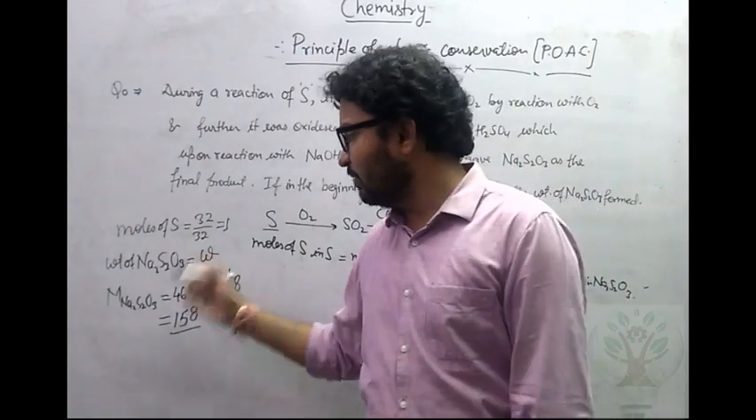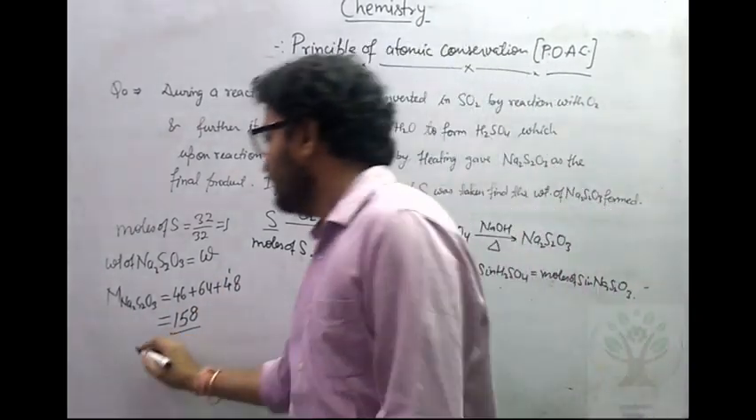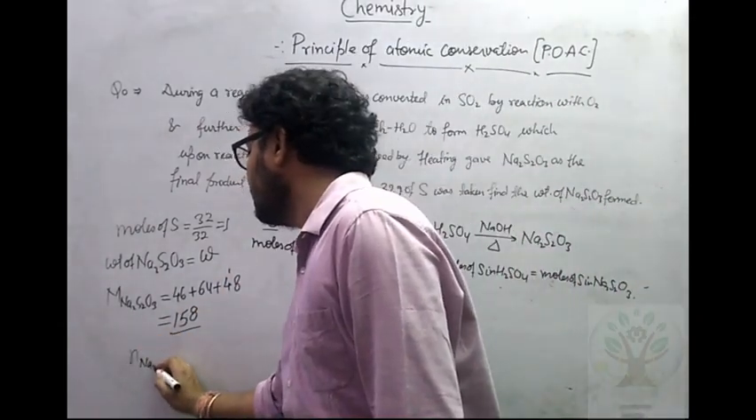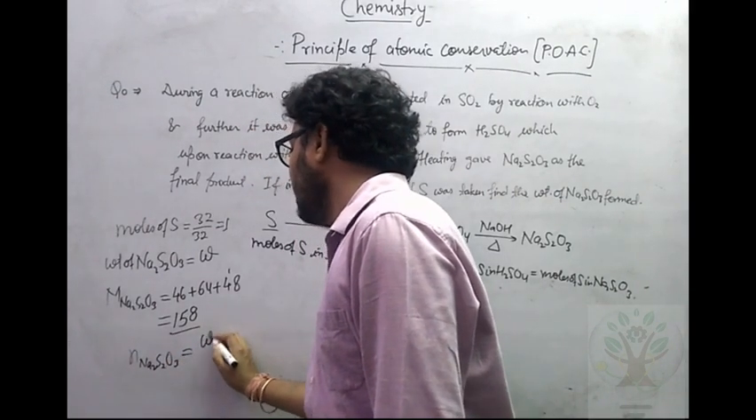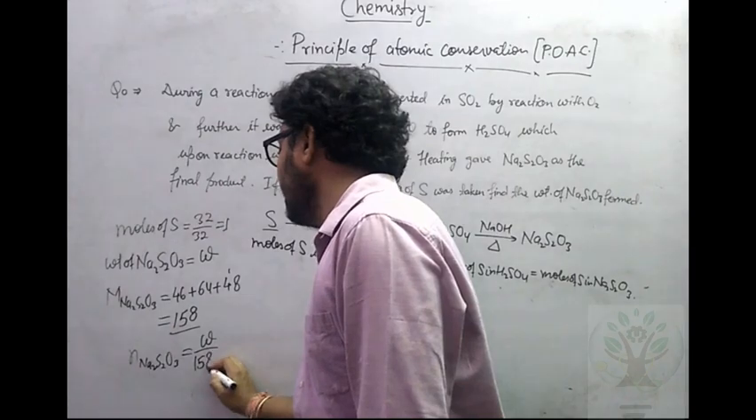Can we calculate the moles of Na2S2O3 now? Yes. Now, moles of Na2S2O3 will be how much? Moles of Na2S2O3 will be equal to W upon 158.